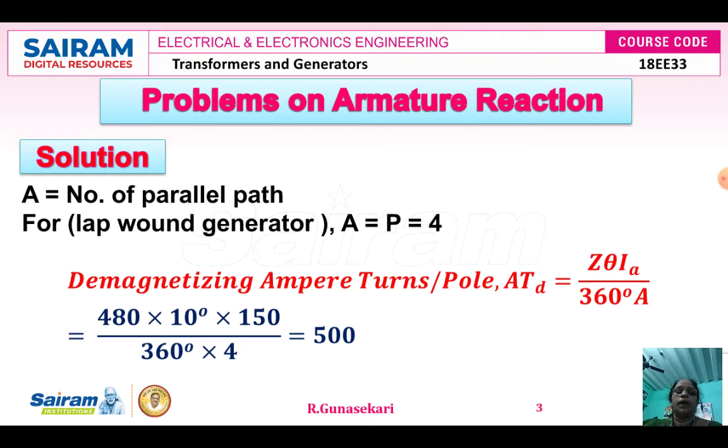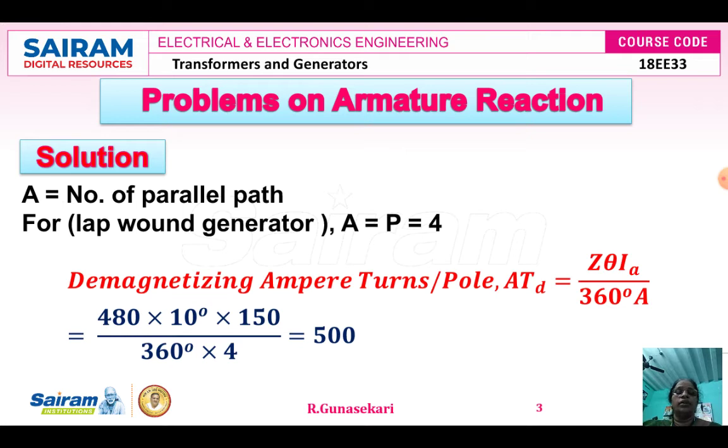The number of parallel paths is denoted by letter A. Here the generator is a lap wound generator. Therefore, number of parallel paths A equal to number of poles P equal to 4 as per theory concept. The demagnetizing ampere turns per pole ATD equal to Z theta IA divided by 360 degree A. This is the formula. In this formula, Z denotes the number of conductors, theta is the brush shift in degrees, IA is the armature current, A is the number of parallel paths.